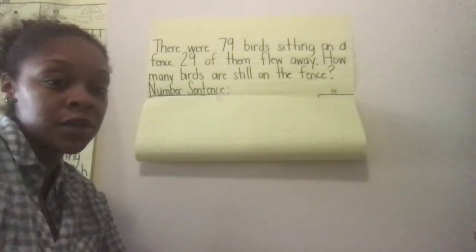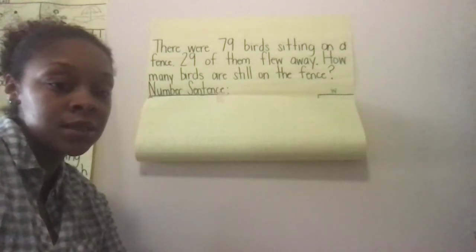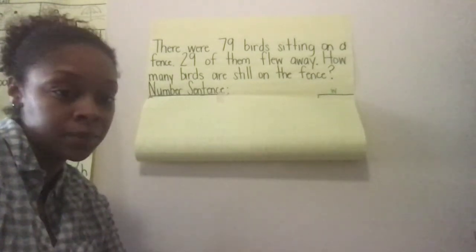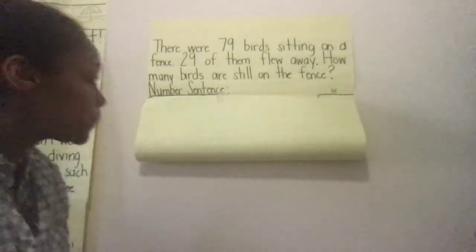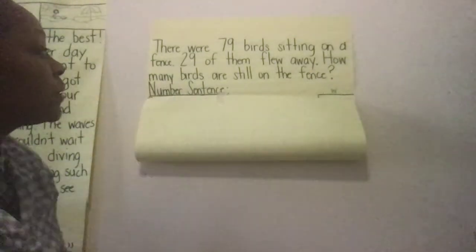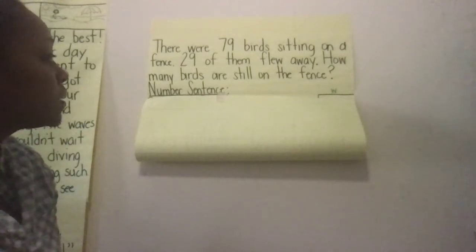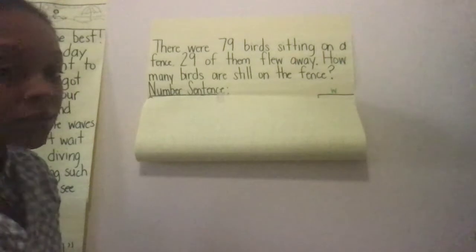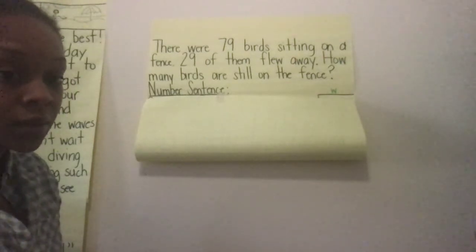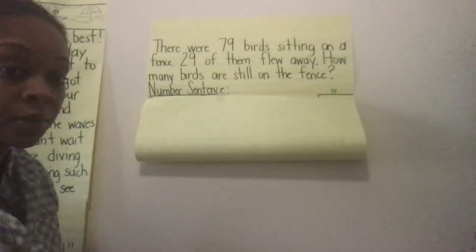Now, during this read, I want you to write the number sentence that matches the story problem. While I'm reading, you're writing the number sentence that matches the story problem. There were 79 birds sitting on a fence. 29 of them flew away. How many birds are still on the fence? Good, you should have finished writing your number sentence.